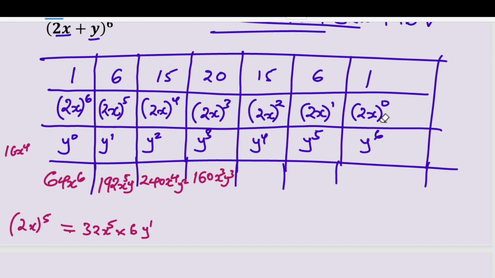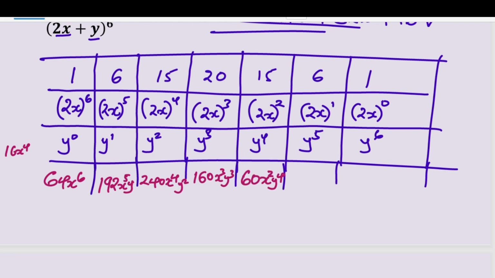Then we move to the next one. The next one is 15 times 2x raised power 2 times y power 4. 2x raised power 2 should give you 4x squared, and then 4 times 15 is 60. So this should give you 60 x squared y power 4.